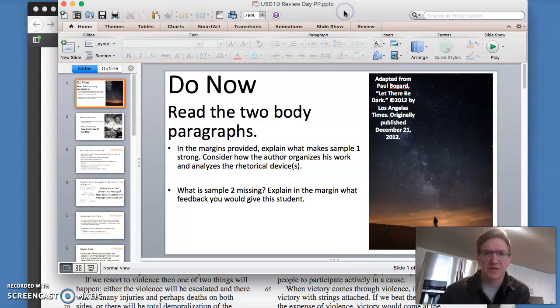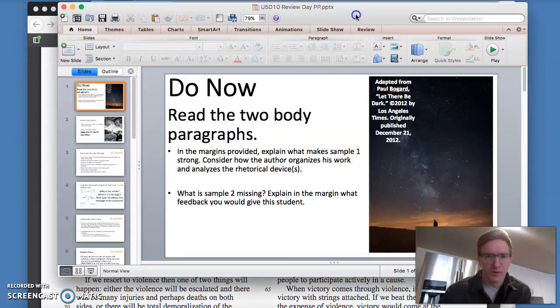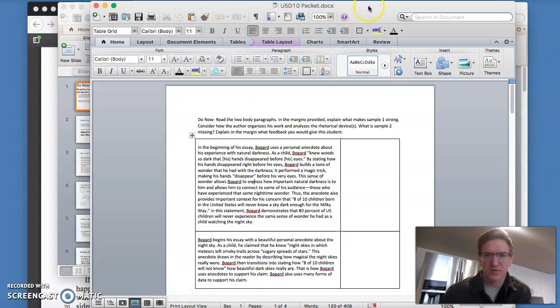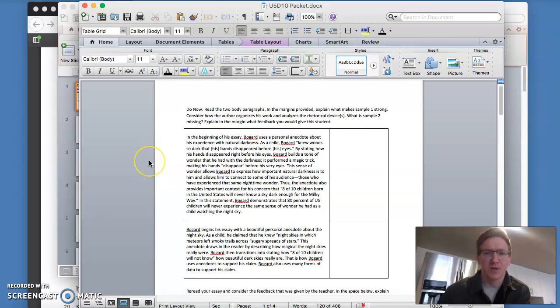Obviously, the AP exam changed due to COVID-19. Hopefully by next May, this lesson makes sense in the current context as well, if it goes back to what the AP English test typically looks like. So just a brief overview of the do now. I'll go to the handout that the students would have if it was in person, and then they would have access to this in Google Classroom or something like that if it was in an e-learning environment.